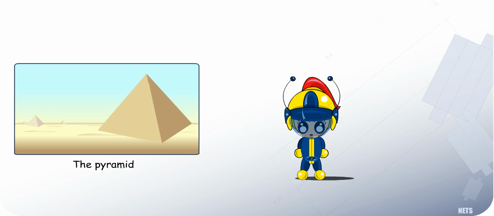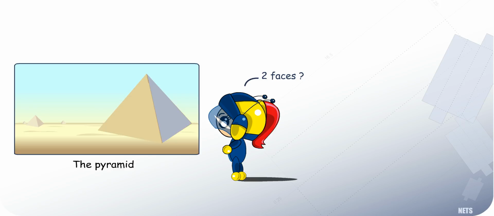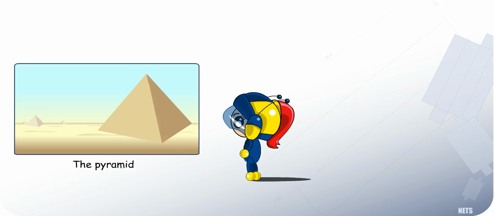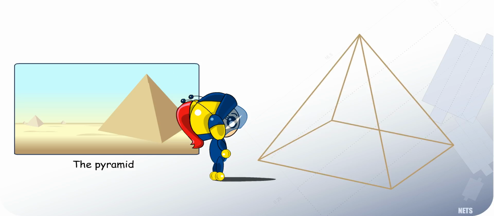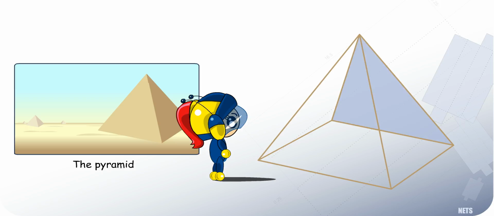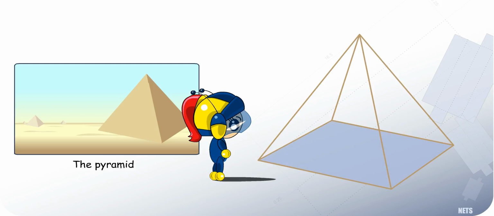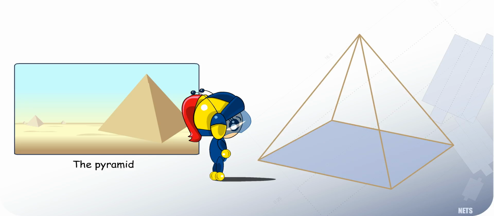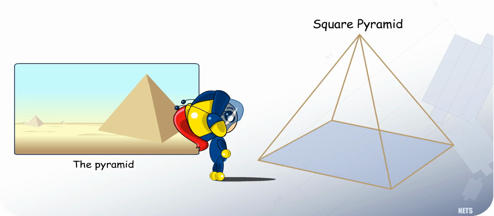Turbo Girl, tell me how many faces does a pyramid have? There are 2 faces which are triangles, teacher. No, Turbo Girl. Let me show you a trick. Now, can you see 3 more hidden faces of the pyramid? Yes. There is 1 triangle at the back, 1 triangle on the right, and 1 square at the bottom. That's right. A pyramid with a square as its base is called a square pyramid.